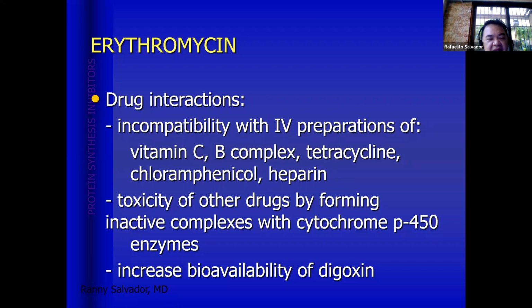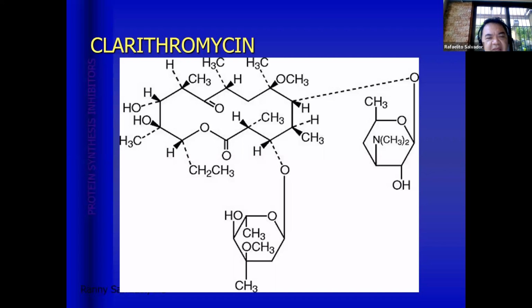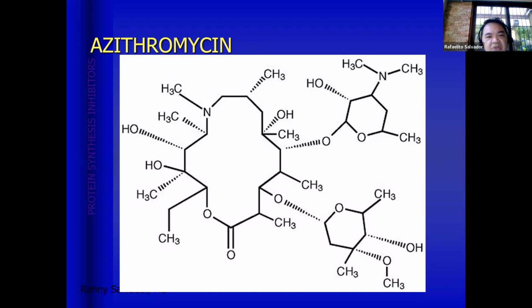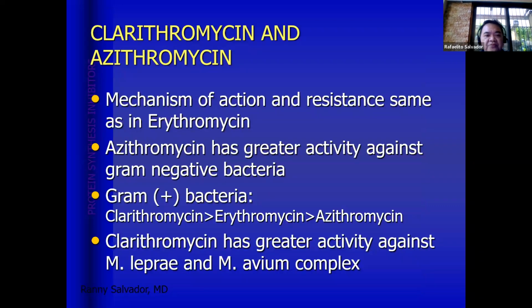So erythromycin, the classic drug, is short-acting and presently not very popular because of the advent of clarithromycin and azithromycin, which have replaced it. The mechanism of action and resistance are the same as in erythromycin. Azithromycin has greater activity against gram-negative bacteria. Against gram-positive bacteria, clarithromycin is more active than erythromycin and azithromycin. Clarithromycin is also a second-line agent in mycobacterial infections.